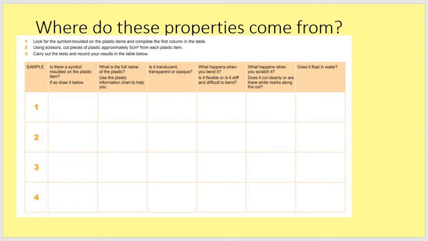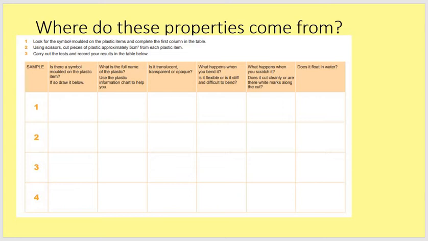Now, first of all, you're going to have a look to see if there's a symbol moulded on the plastic. It will probably be a triangle type of symbol with a number on. There is a slide after this that will help you with those later on. That is what you will use to fill in the full name of the plastic in the 2nd column. The 3rd column you will complete by looking at it.